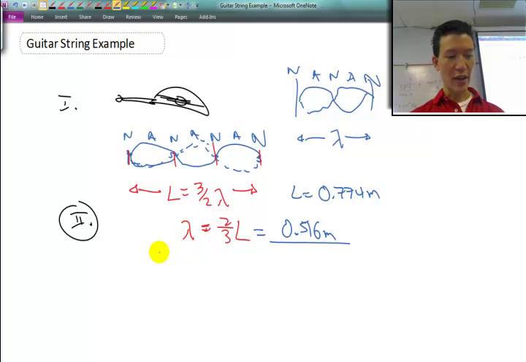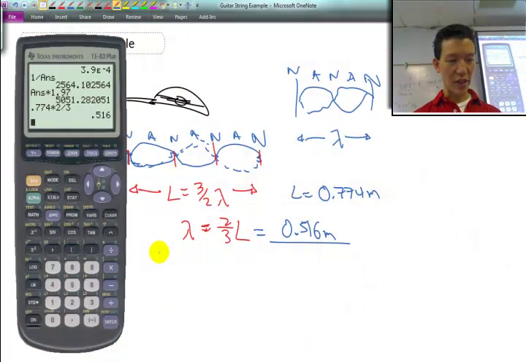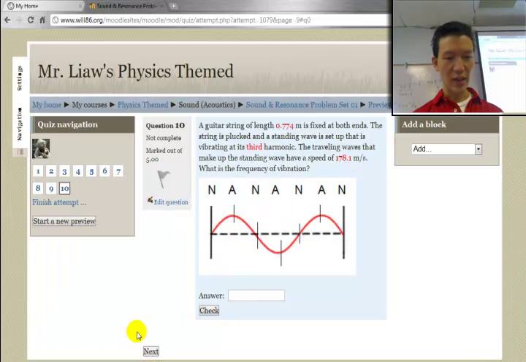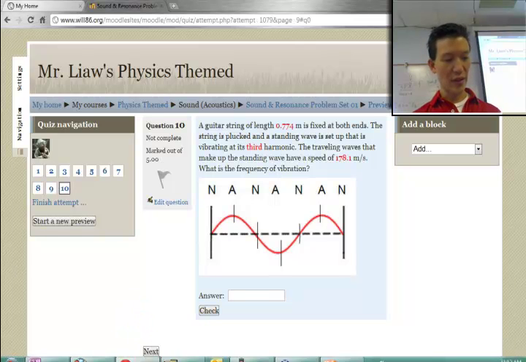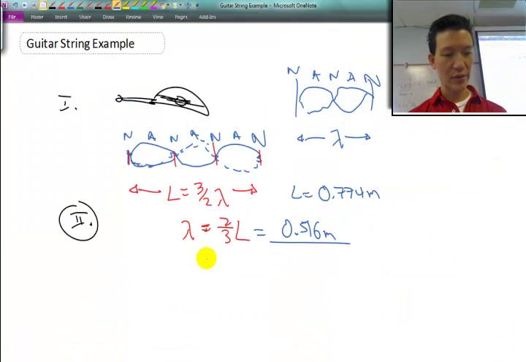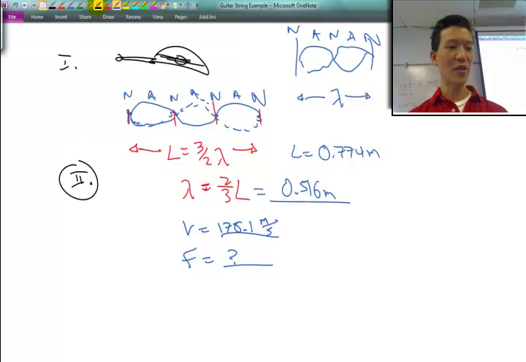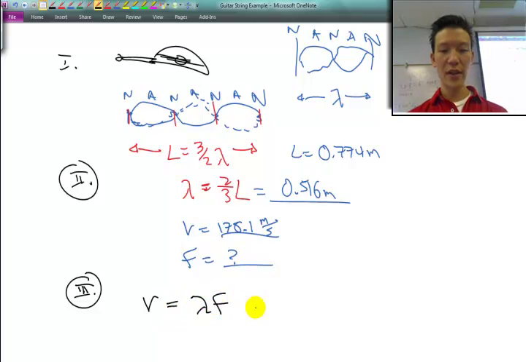Next, we can look at the other information given. The velocity of the sound in the string is 178.1, and we're trying to find the frequency. So V is 178.1, and we're trying to find frequency. Now it's a pretty trivial problem because there's only one equation, a big one that we use all the time, that relates velocity, wavelength, and frequency: V equals lambda f, okay?